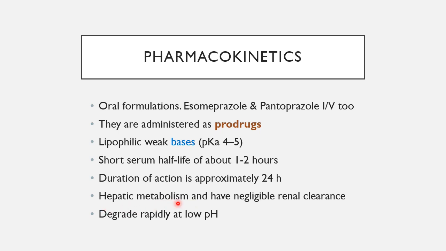They undergo hepatic metabolism and have negligible renal clearance. Therefore, they are safe to be used in patients with renal insufficiency or with mild to moderate liver disease. And they degrade rapidly at low pH. So which points do you need to keep in mind from this slide? That they are prodrugs, they are weak bases, and they degrade rapidly at low pH.